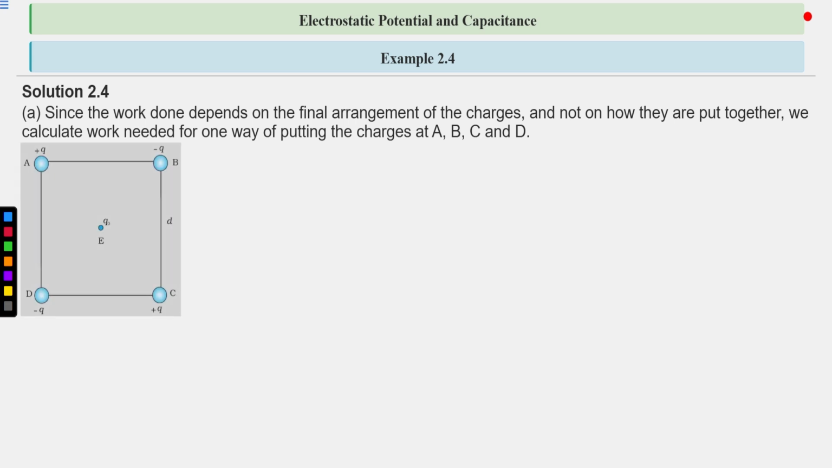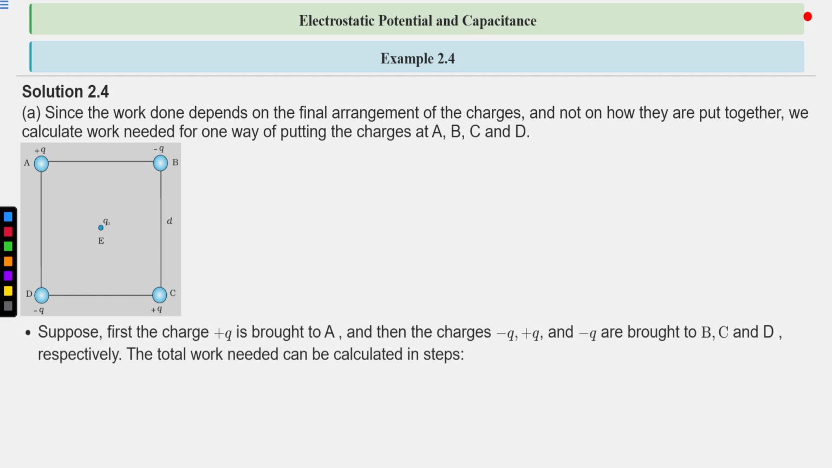Firstly, we will bring the charge at A, then B, then C, then D. And the distance between sides of the square is d. Suppose first the charge plus Q is brought at A. Okay, at this point. And then the charges minus Q, then plus Q, and then minus Q to B, C and D. We will follow this sequence. We can follow any sequence, but we will follow this sequence A, B, C, D respectively. Now the total work needed can be calculated in steps. Firstly, we will calculate the work done to bring this charge, then this charge, then this charge, then this charge.